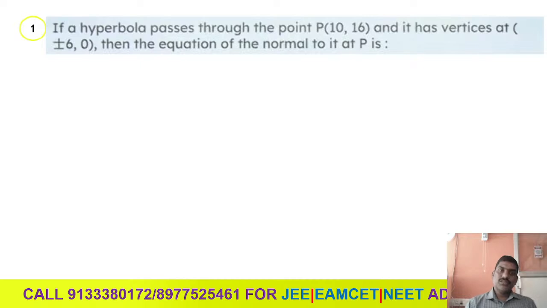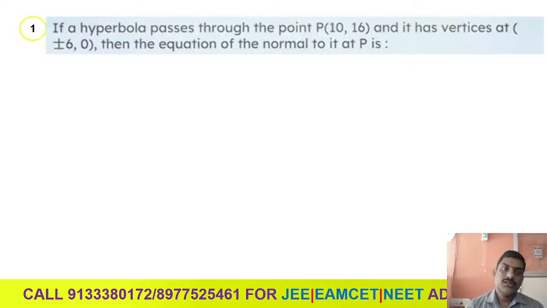Previous year questions. This question is from JEE Mains 2020. Question number one: if a hyperbola passes through the point (10, 16) and it has vertices at (plus or minus 6, 0), then find the equation of the normal to it at P. The hyperbola passes through the point (10, 16).